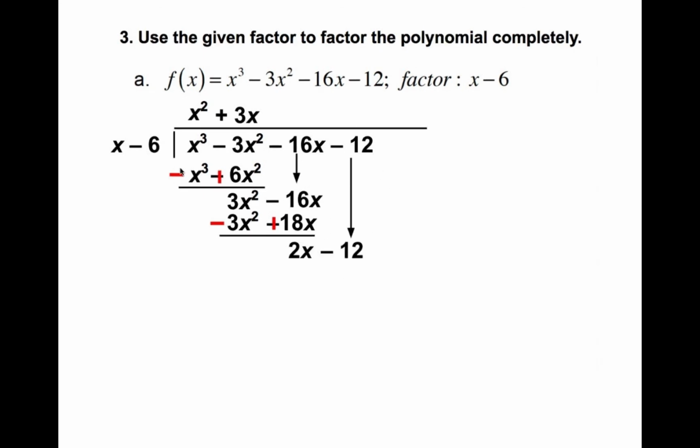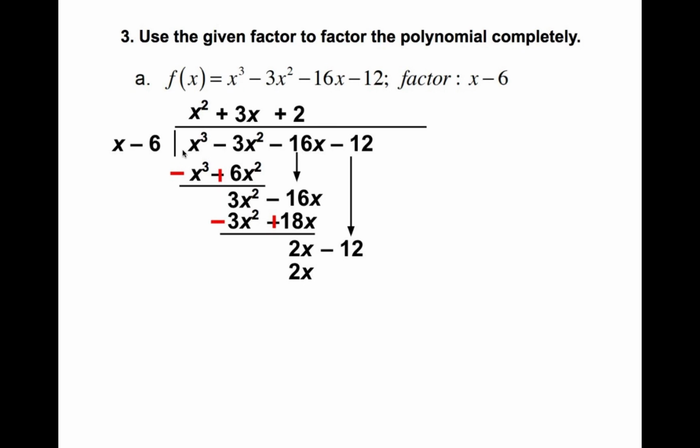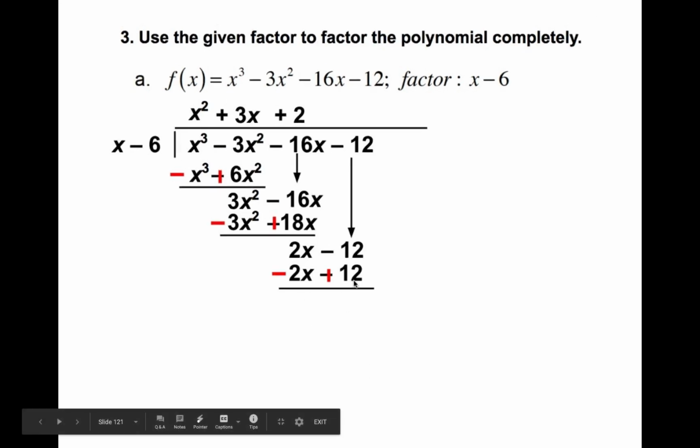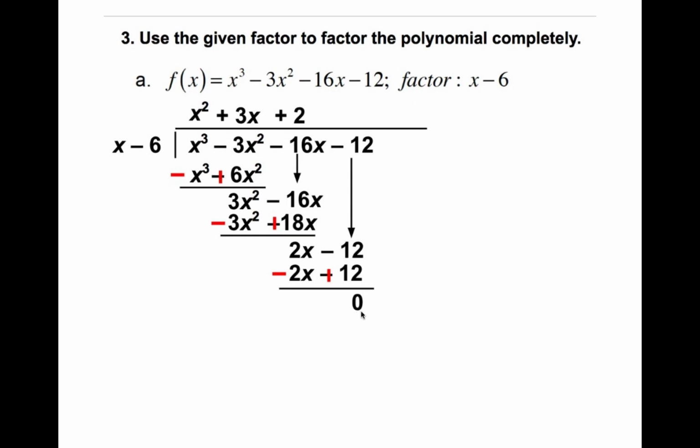Drop the last term. X times what is 2x? That'd be 2. So 2 times x is 2x. 2 times negative 6 is negative 12. Subtract the whole row, changing both signs. Hey, look, I get 0. If you don't get 0 and they're telling you it's a factor, you made a mistake. So what did we do? We factored out x minus 6 from this polynomial.